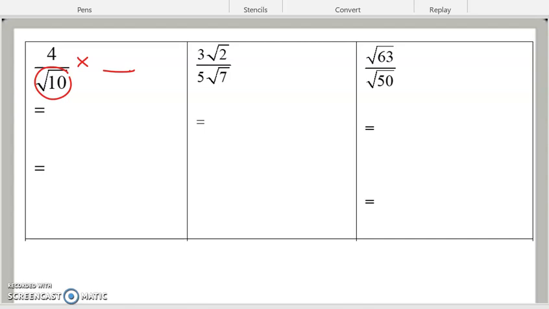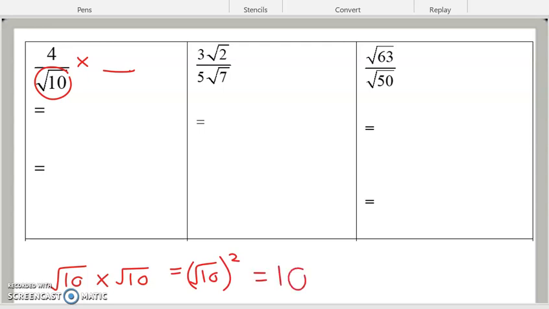Hopefully you're remembering that if I take a surd and multiply it by the exact same surd, it's like squaring the surd. And when we square a surd, the square and the square root are inverse operations and cancel each other out. So we end up with just 10. So really the only way to turn my root 10 into a rational number, to rationalize the denominator, is to multiply by that surd again.